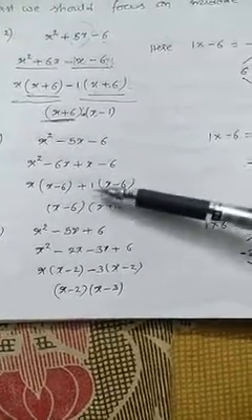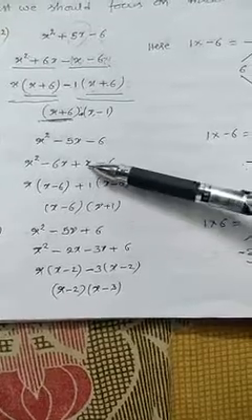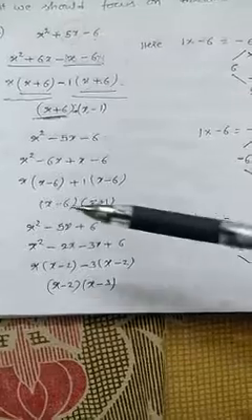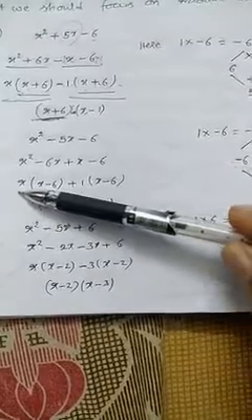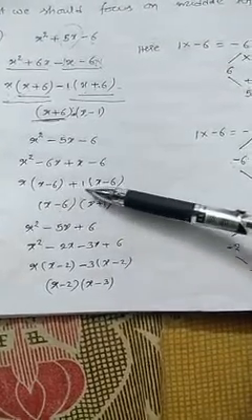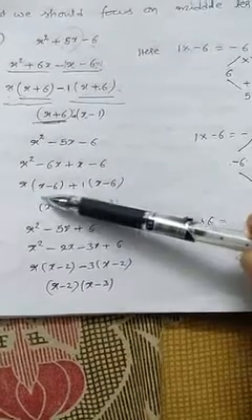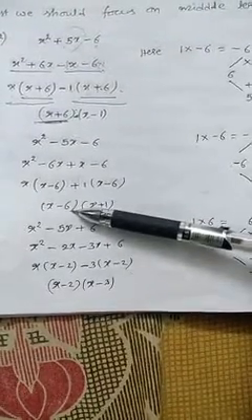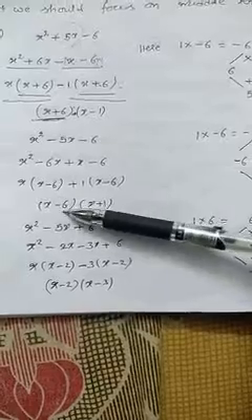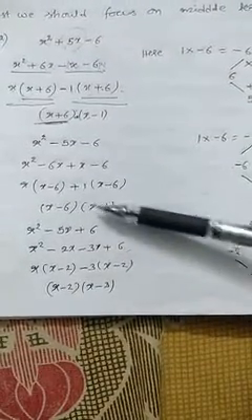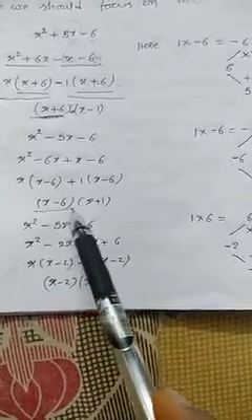Nothing is common. When nothing is common, what is always common? 1 is common. After taking 1 common, what is left here? x left here, 6 left here. So we have two terms again, x into x minus 6 plus 1 into x minus 6. In both the terms, x minus 6 is common. Take out the x minus 6. After taking the x minus 6, what is left here? x here, and here 1. The middle symbol is a plus symbol. So now it is resolved into two factors, x minus 6 into x plus 1.